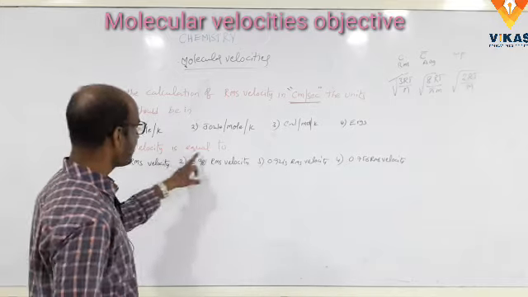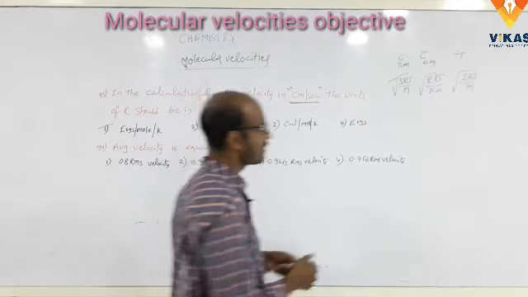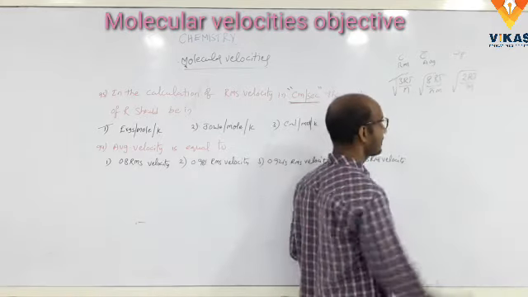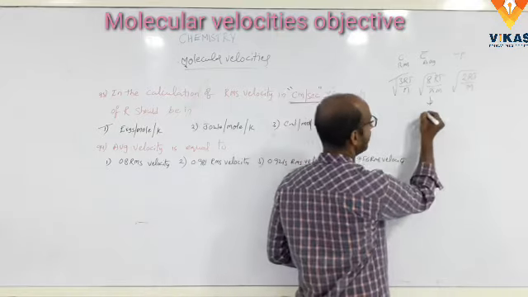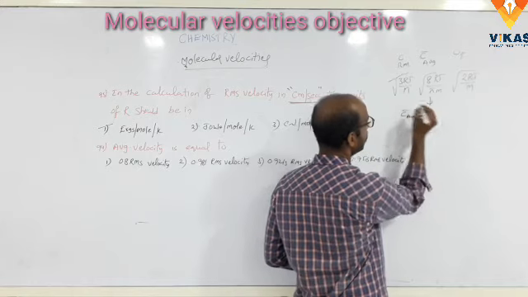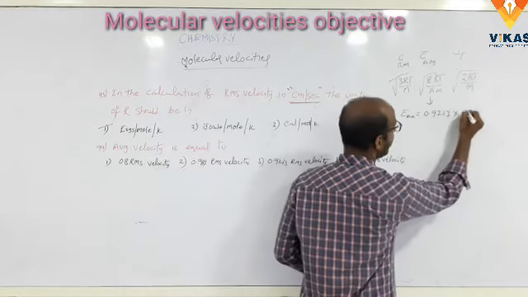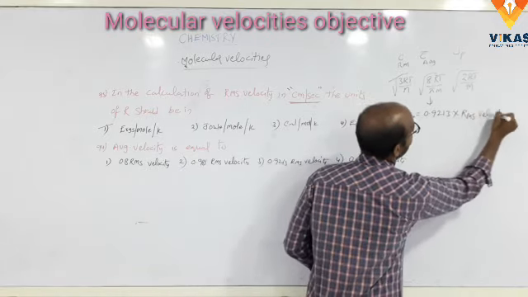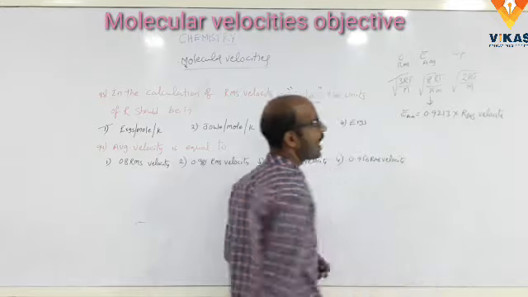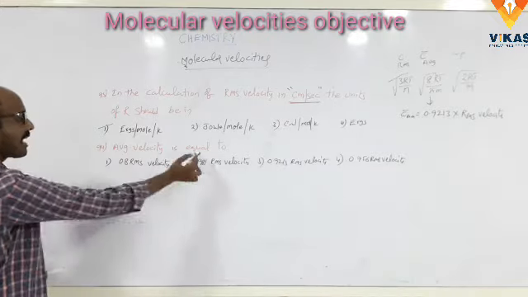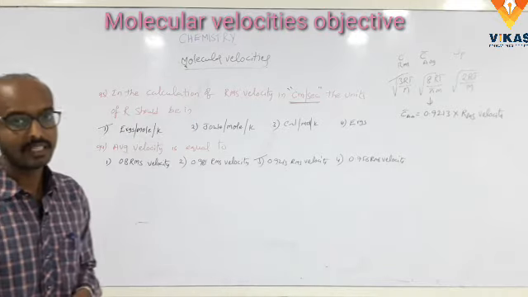So what is the average velocity equal to? I already discussed this in the last class on molecular velocities. The average velocity is 8RT by pi m, which is equal to 0.9213 into RMS velocity. I already told this in the last class. So the average velocity is equal to 0.9213 into RMS velocity, which is the third option. Clear? And next one.